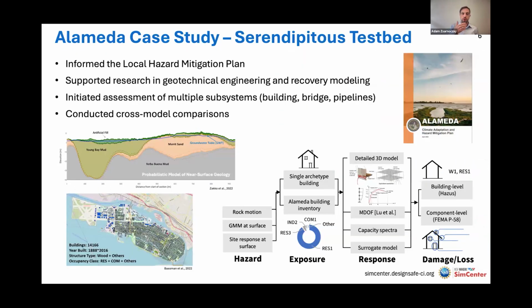And to close my thoughts, I just want to mention what we have done already in the Bay Area. We have been working with the city of Alameda. This is a smaller island in the Bay Area, about 70,000 people. And we call it a serendipitous testbed. It was not designed to be a testbed, but it happened to be a location where we collected data. And because the data was available, we started bringing our focus there when we had something to test, something to model, something to benchmark. We ended up working with the local stakeholders to influence their local hazard mitigation plan. So there were a lot of things that overlapped in Alameda.